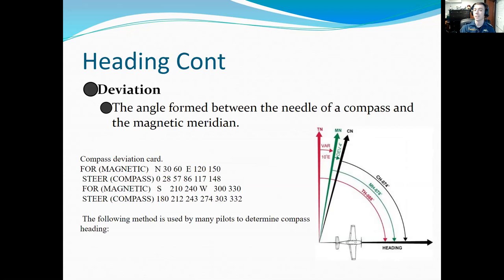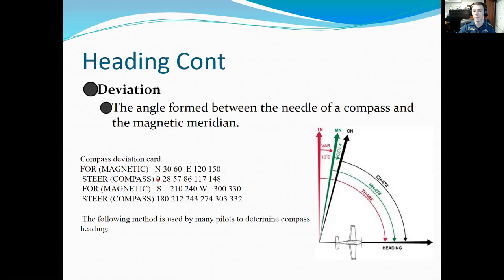Deviation. So I mentioned this. There's a difference between your compass heading and your magnetic heading. You have a deviation card to help you solve for this. We call this a four-steer card. Basically, if you want to take this magnetic heading, you need to steer this heading.